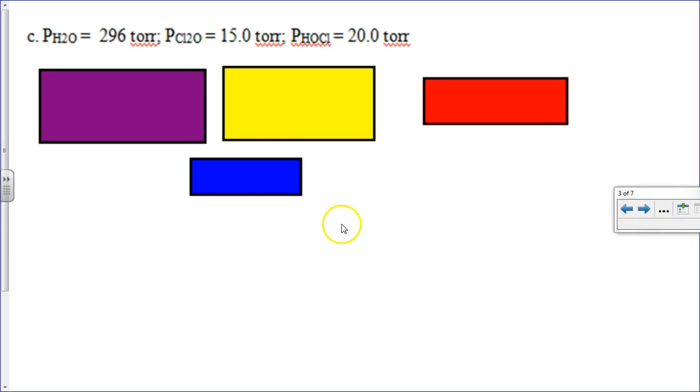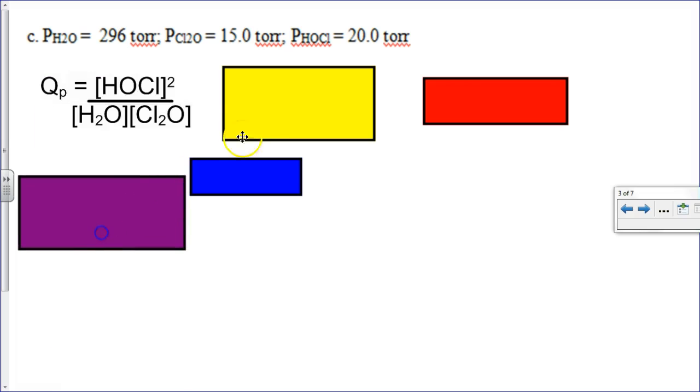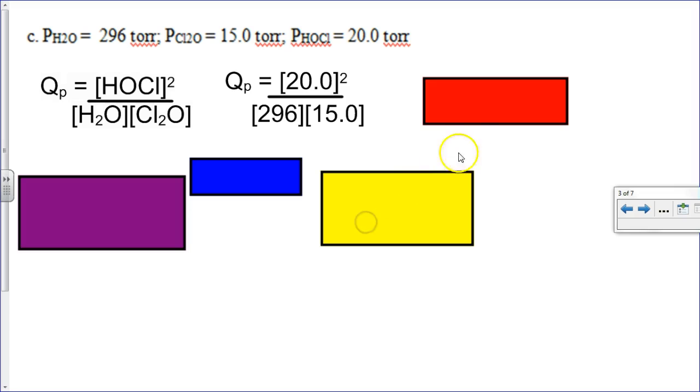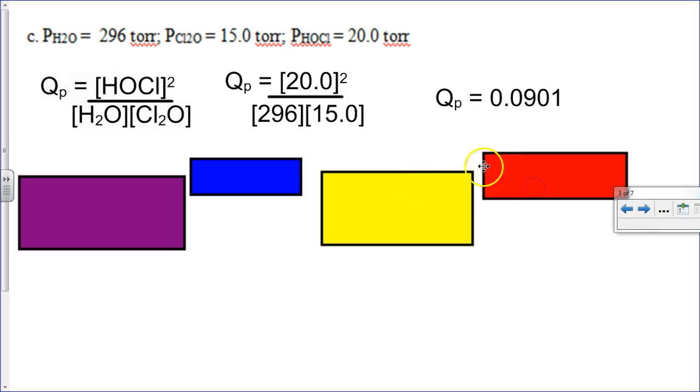Again, exact same process, exact same thinking. Go ahead, pause the video, plug in your numbers, and see what you get for the shift in C. Okay, so again, same Q, plug in the values, solve for your Q. You'll notice that the Q here in this problem is just a smidge off of our K, all right?